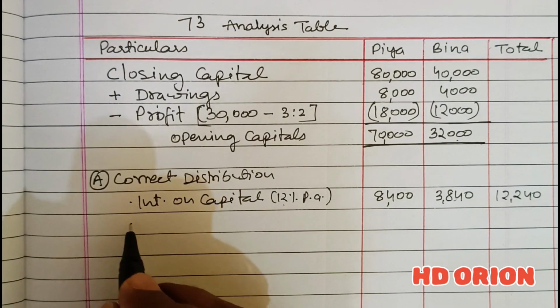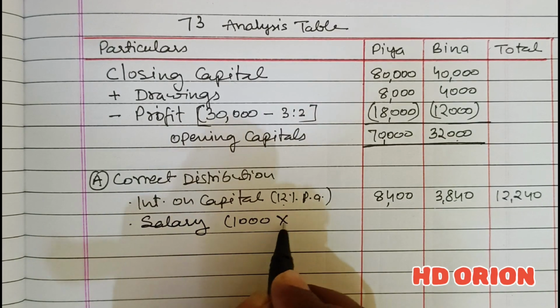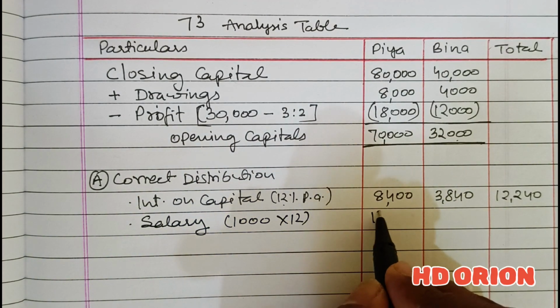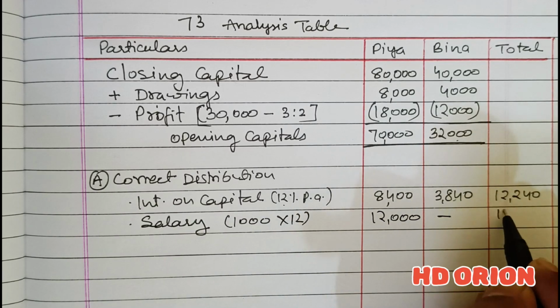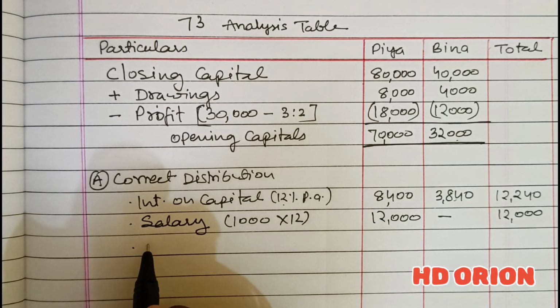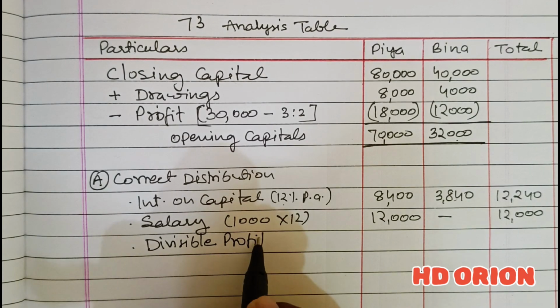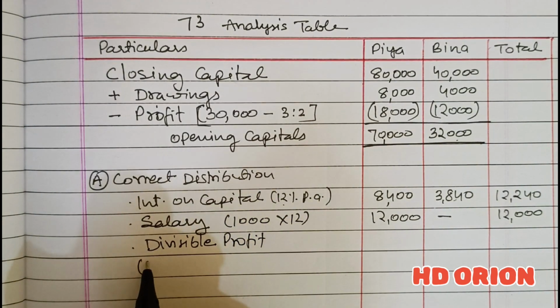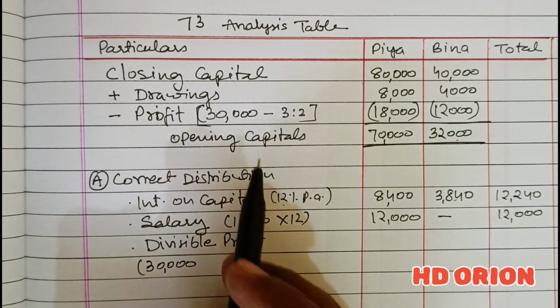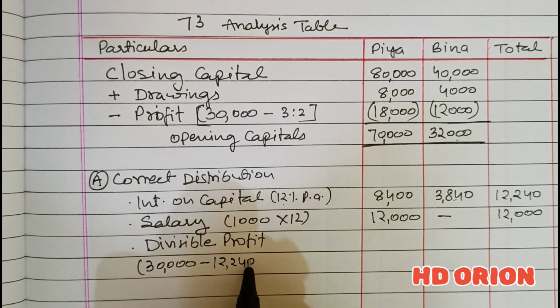Then salary is also there. Salary at the rate of rupees 1,000 per month to Pia. So 12,000 rupees is salary. So appropriation of profit in this way. And then the remaining divisible profit. Divisible profit is how much? See, 30,000 is the total net profit, and the remaining profit is how much after deducting interest on capital and salary of rupees 12,000.